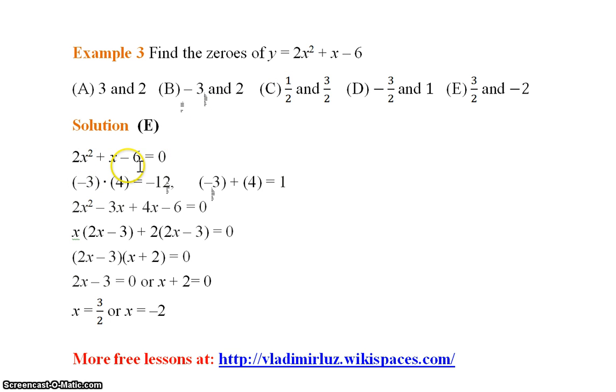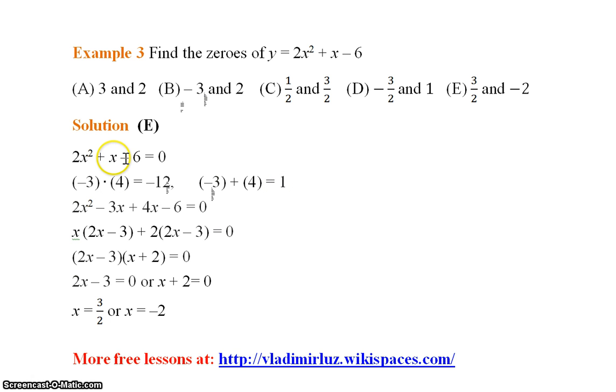2x squared plus x minus 6 equals 0. We must find the roots of this quadratic trinomial. Because we can factor the left side, we try to find the two numbers, which product is 2 times minus 6, minus 12, and which sum equals 1. The numbers are minus 3 and 4. Minus 3 times 4 is negative 12, minus 3 plus 4 is 1.